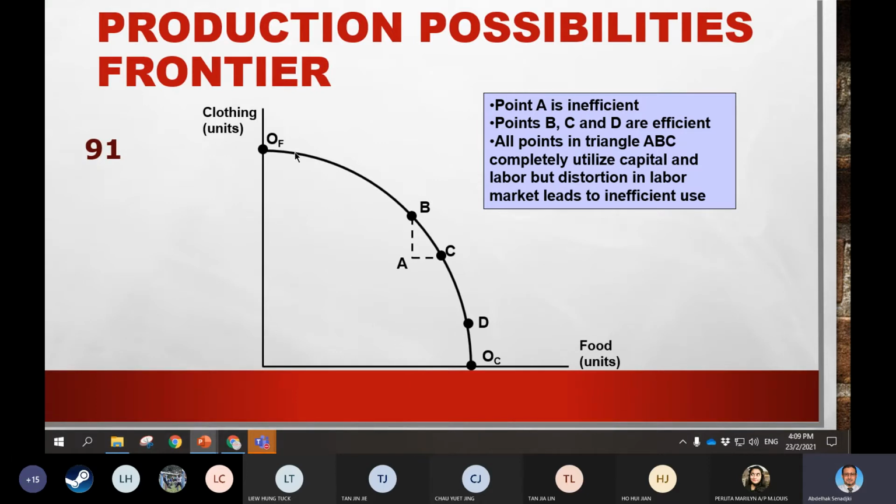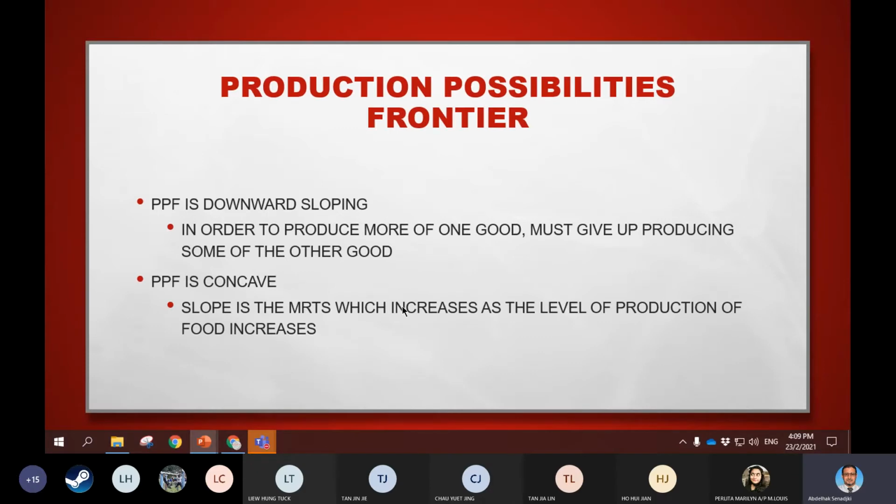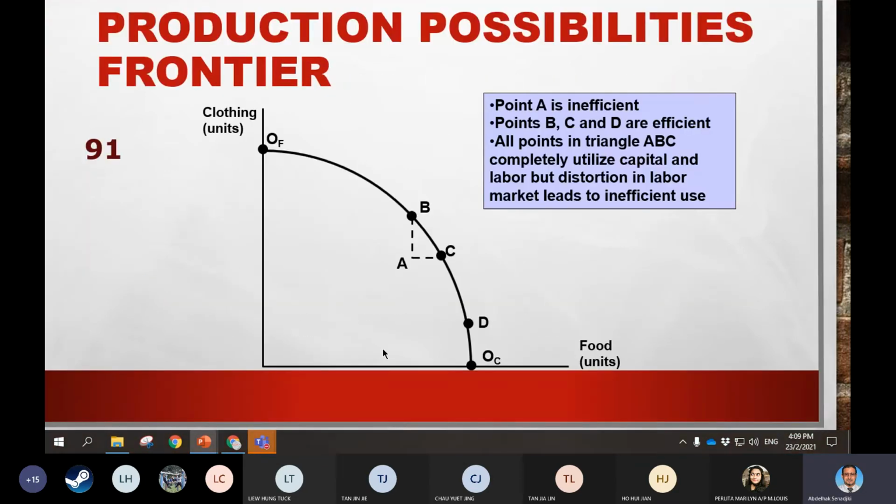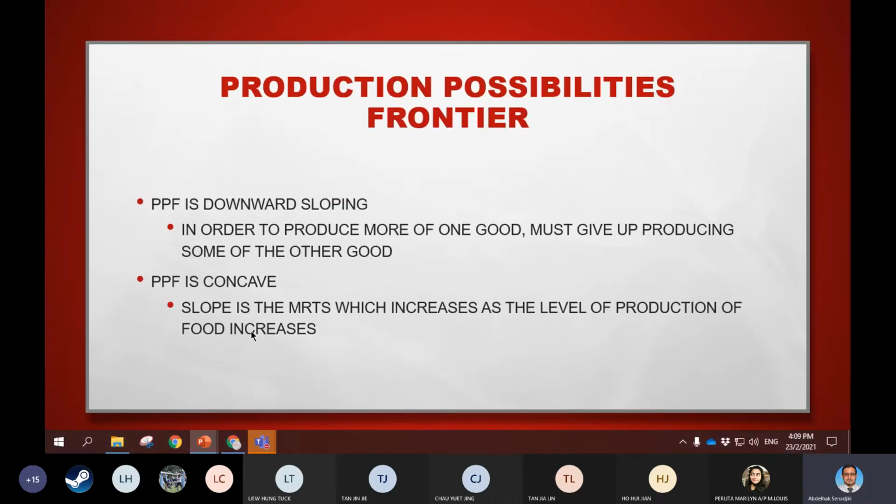So this is why we say the marginal rate of technical substitution increases as the level of production of food increases. Once the production of food increases, then this marginal rate of technical substitution increases moving from B to C, from C to D, and from D to maybe E here also. So in that way, it gives us this concave PPF.